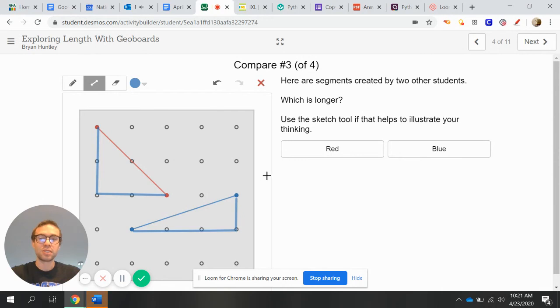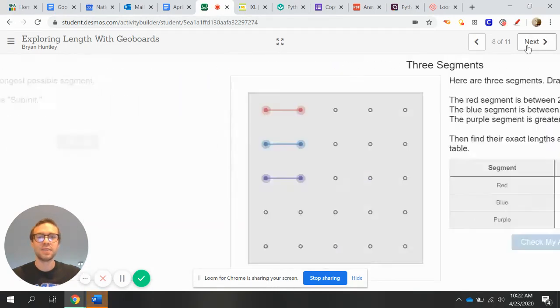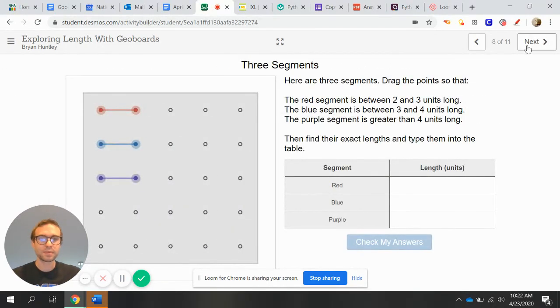So make sure you're creating these right angles and right triangles as you go through here to figure out the lengths of each one. I would most likely do the math on a piece of paper and not how I was drawing it on here. It's really hard to write on here. So get through all 11 of these slides. If you have any questions, please let me know.